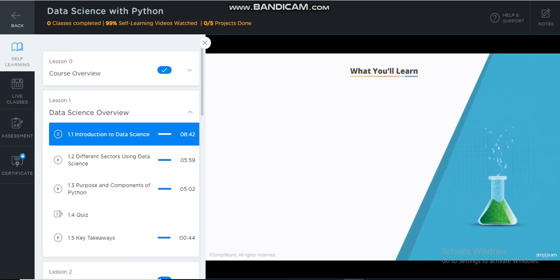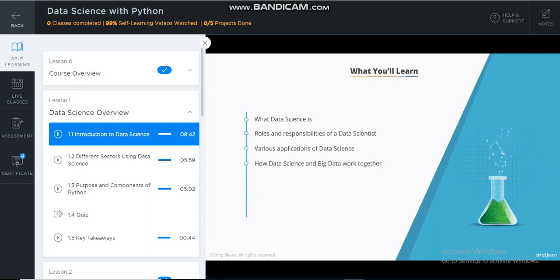Through this lesson, you will get to know what data science is and the skills you need as a data scientist. This will help you discuss clearly your roles and responsibilities as a data scientist and look at various applications of data science. You will also learn how data science works with big data to extract useful information, explore data science as a discipline, and understand how it's shaping the world.